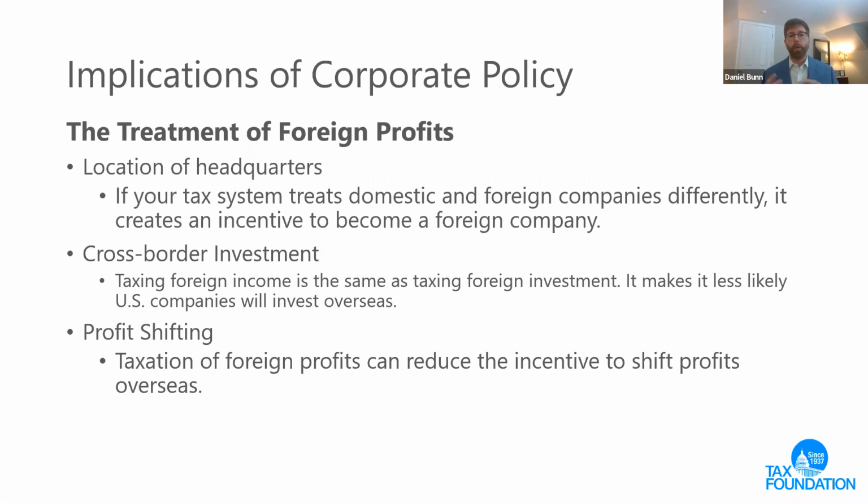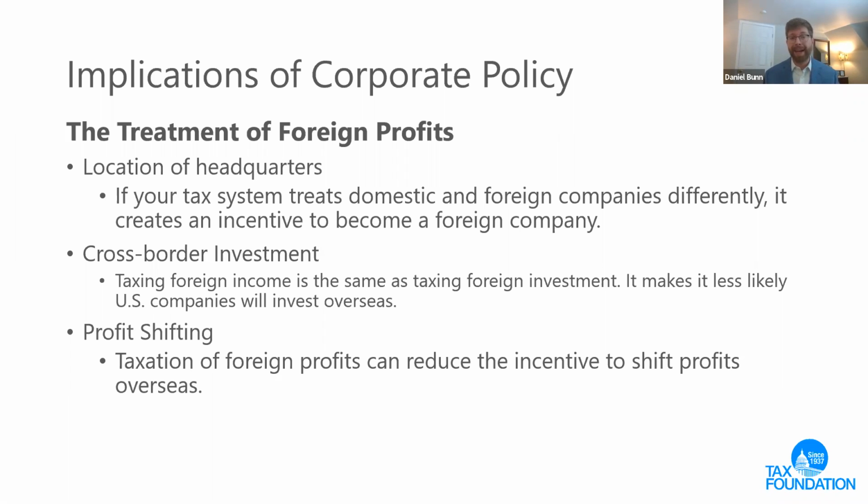All right, so Garrett's already talked about the implications for corporate tax policy with respect to domestic companies. For foreign profits, there's several implications. Because multinationals are multinational companies, you could potentially have your headquarters anywhere. There's important tax implications for where a company has its headquarters. Are U.S. companies going to be taken over by a foreign multinational for tax purposes?